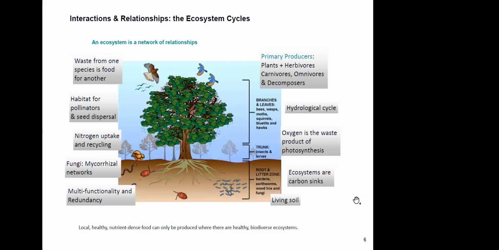Then we have also nitrogen uptake and recycling. It's very important as well to realize that the carbon cycle and the nitrogen cycle both are driven within ecosystems. They provide habitat for pollinators and seed dispersal, which is also really important, as we will see later on when we're thinking about permaculture and putting together food systems that mimic nature, because we also need to have plants in there that will be habitats for pollinators and that will take our seeds around for self-seeding plants.